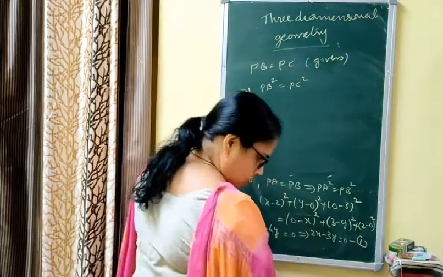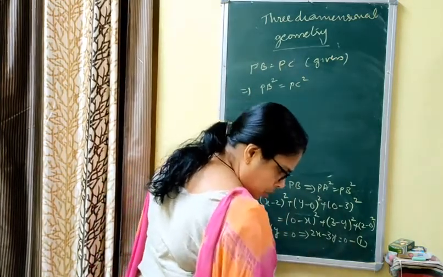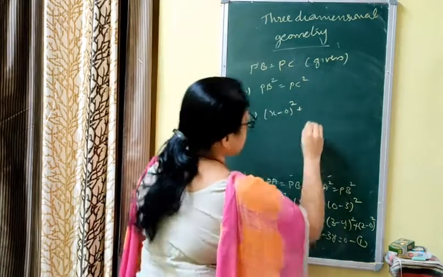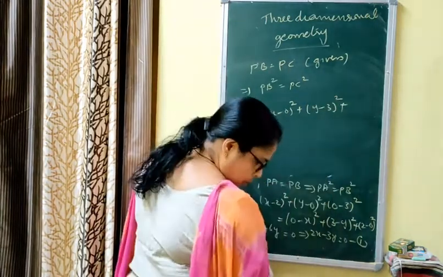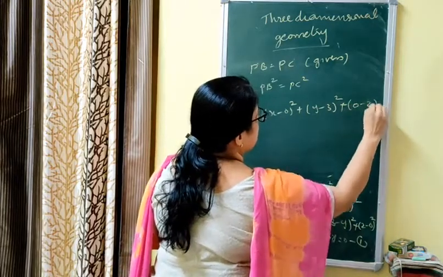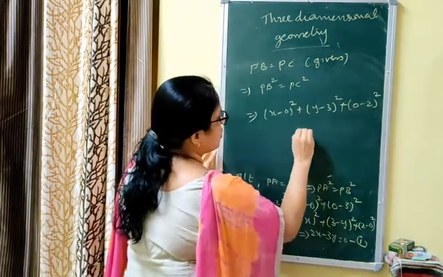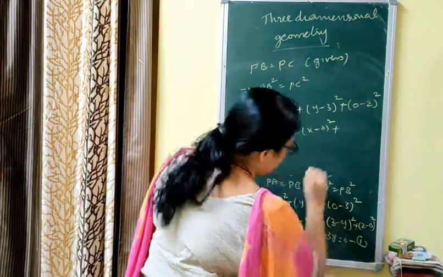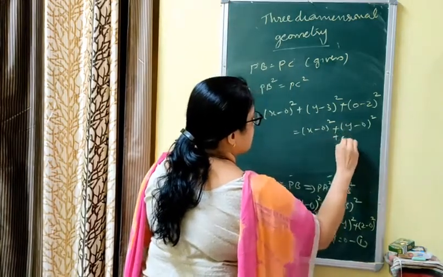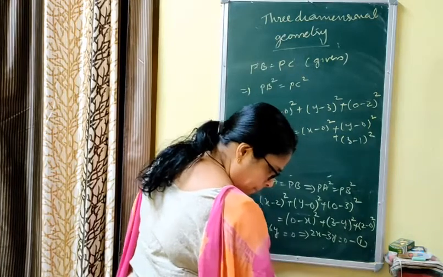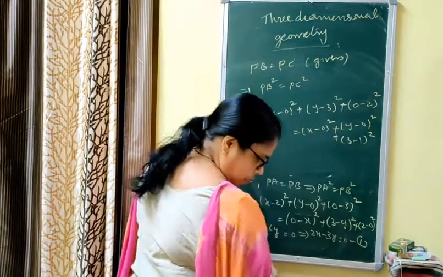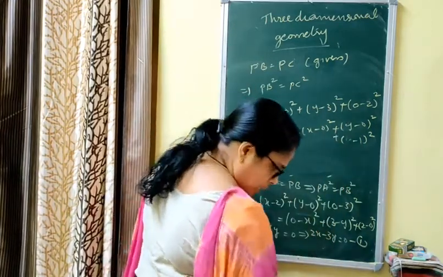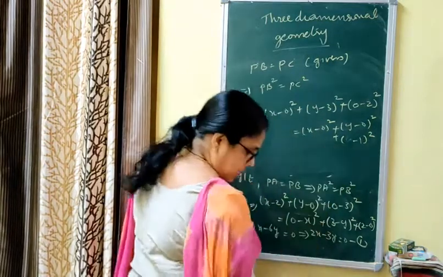Now, PB square, all the points I have written. PB is x minus 0 whole square, that is the x coordinate, plus y minus 3 whole square, plus 0 minus 2 whole square, is equal to x minus 0 whole square, plus y minus 0 whole square, plus 0 minus 1 whole square. The point C is given as 0, 0, 1. Sorry, for the point P you have taken XYZ, and you have taken XY0, so 0 minus 1 whole square.